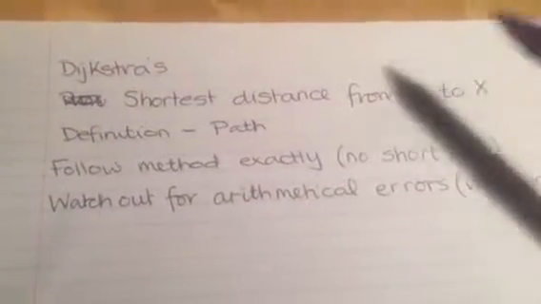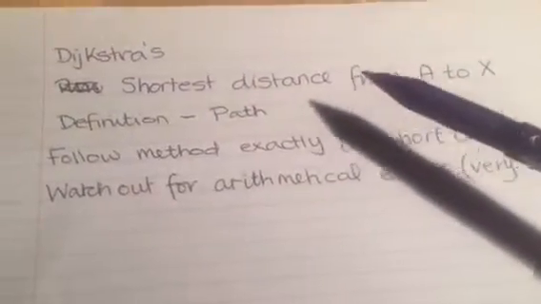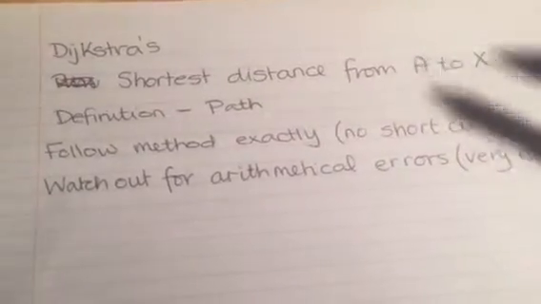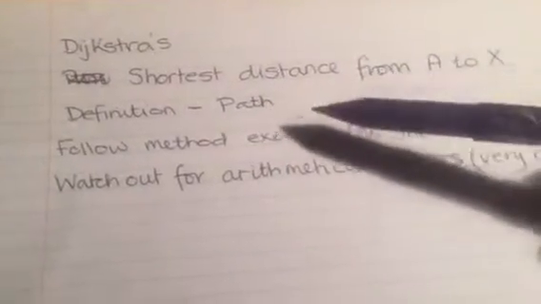Dijkstra's algorithm finds you the shortest path, or the shortest distance from A to X. So you'll need the definition of a path. A path, if you remember, is a finite sequence of edges such that the end vertex of one edge is the start vertex of the next edge, and in which no vertex appears more than once.